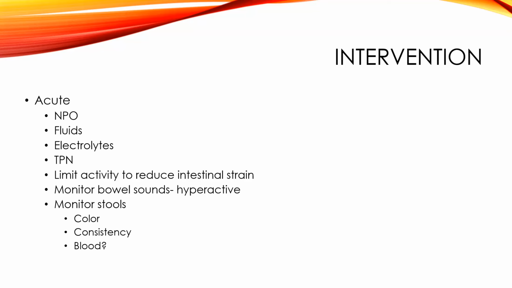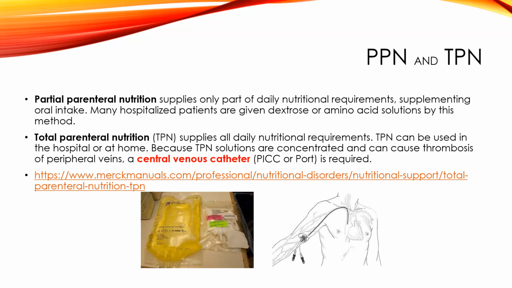You're definitely going to monitor their stools for color, consistency, and whether or not there's any blood. If there is blood, that means they are bleeding in their intestinal tract somewhere. We have to watch their H&H to make sure they're not bleeding too much. You also want to look at consistency. Is it starting to become formed? Is it becoming too loose? You're looking at color. Is it dark and tarry? Is it brown? You're really looking at it because it tells you somewhat what's going on with your patient.